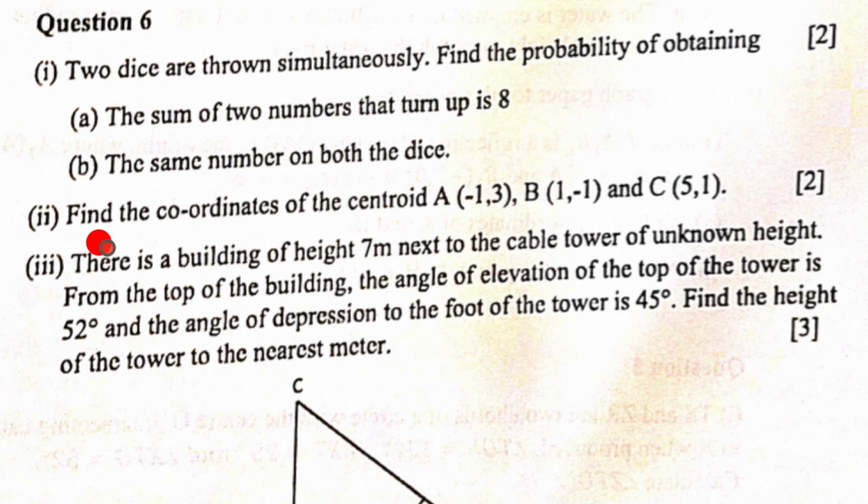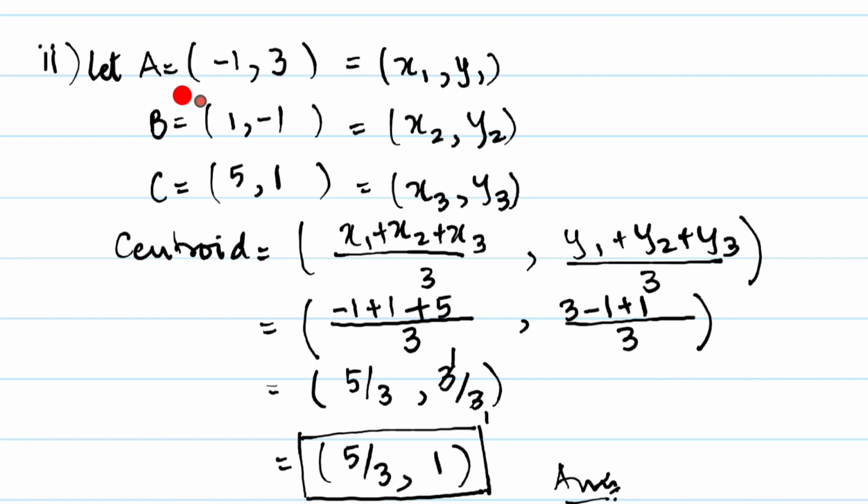Question 6, the second part. Find the coordinates of the centroid of triangle ABC, where the vertices are given. I think they forgot to write triangle ABC. Anyway, let us see how we write it down. So we say let A be x1, y1, B we write the coordinates x2, y2, and C, 5, 1, we write the coordinates, and we say that it is x3, y3.